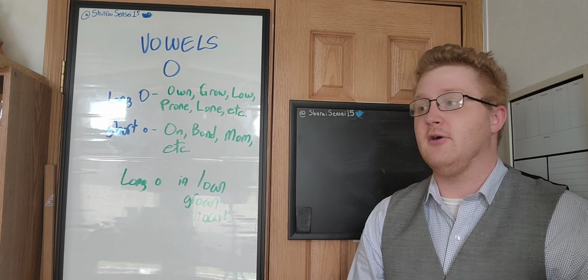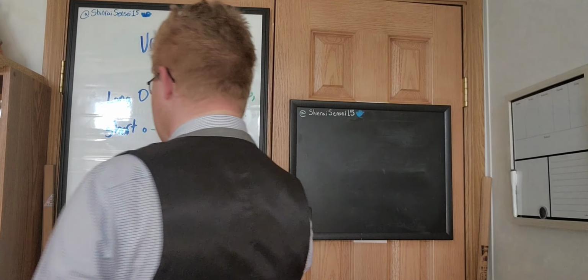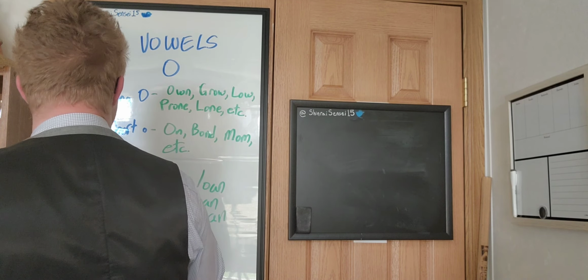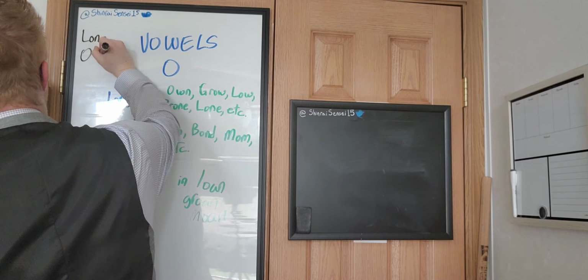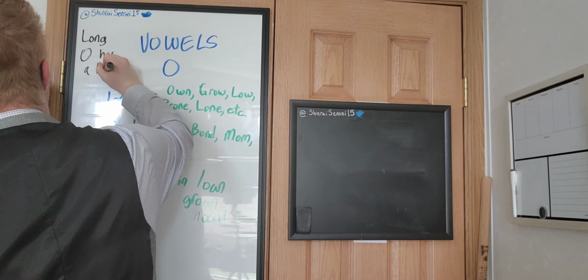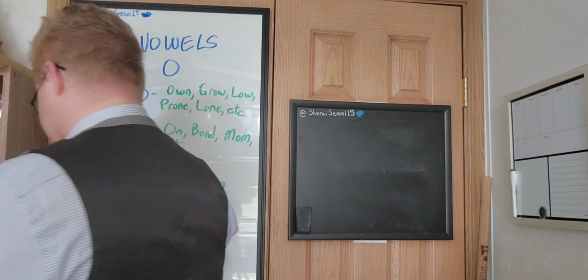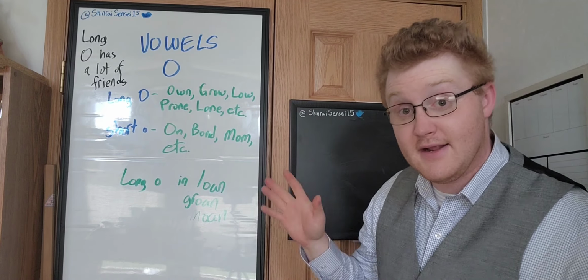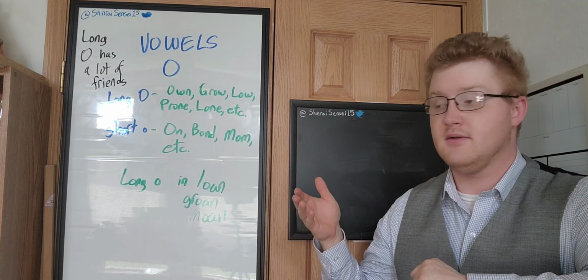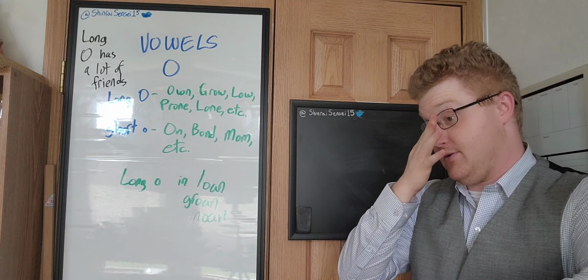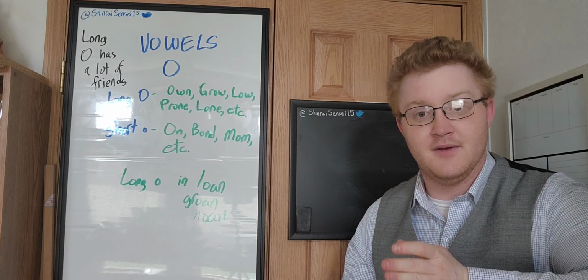So O is helped out by a lot of people. O has a lot of friends. So that's a good way to put it. The long O has a lot of friends. Let's write it up here. Long O has a lot of friends. Because there are a lot of letters that seem to come together and just make the long O sound work. Even if it really looks like it should be a short O, that combination of letters just works out and you have a long O sound, right?